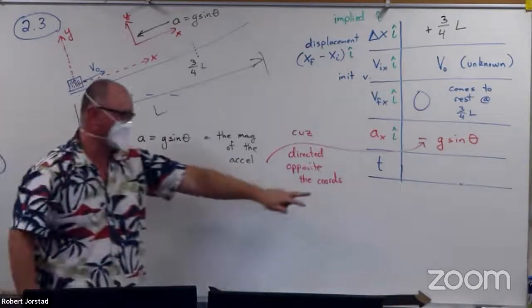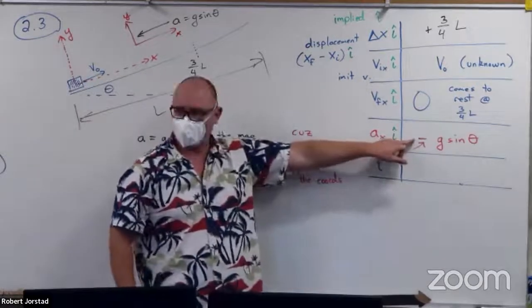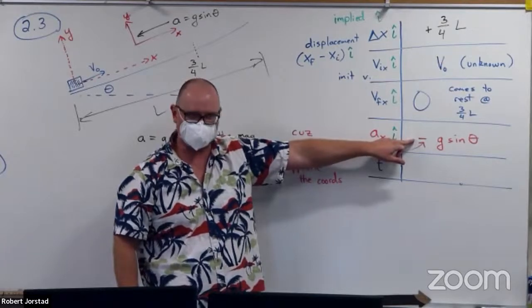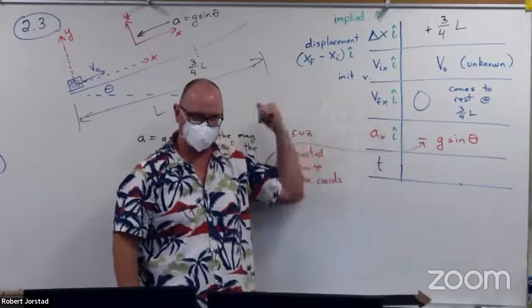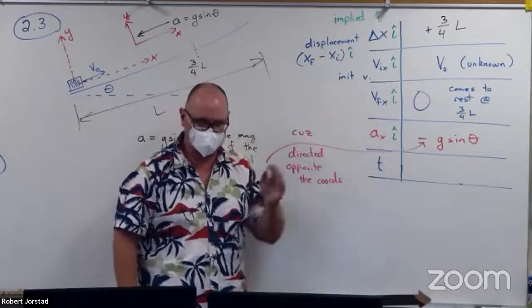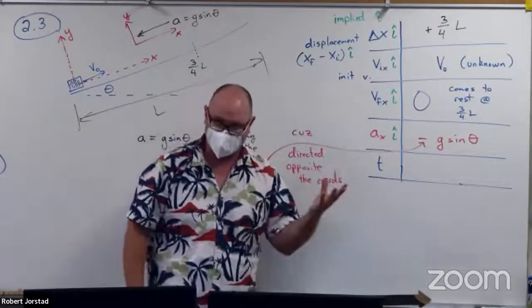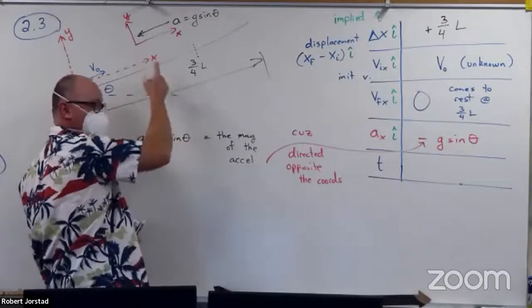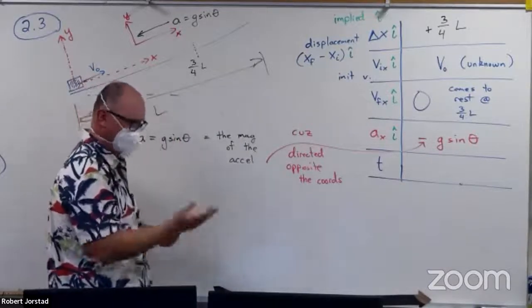Everybody cool on this one step? It's the most common mistake. That's why I'm belaboring that so much. If you get used to always checking your arrows versus the coordinate system, you're good. Don't think of plus minus being up, down, right, left. Think of it as relative to the coordinate system you drew in the picture. That's what matters.